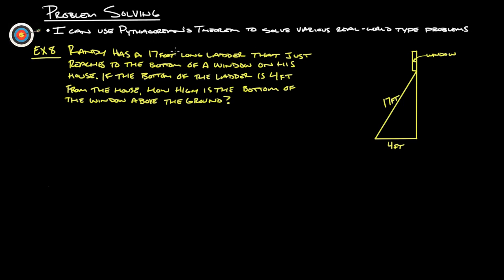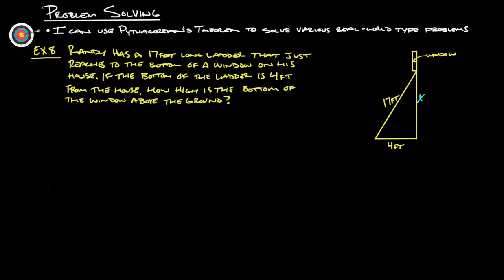Example 8, Randy has a 17-foot long ladder that just reaches to the bottom of a window on his house. The bottom of the ladder is 4 feet from the house. How high is the bottom of the window above the ground? So here's the ladder, 17 feet, reaches just to the bottom of the window, and it says right here, the bottom of the ladder is 4 feet from the house. So here's the house right here.